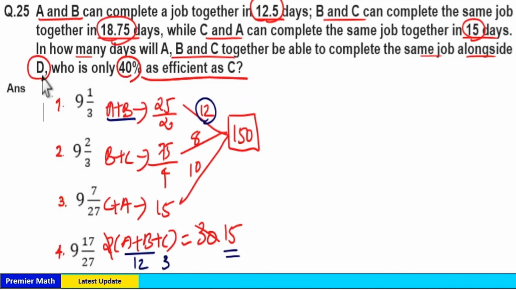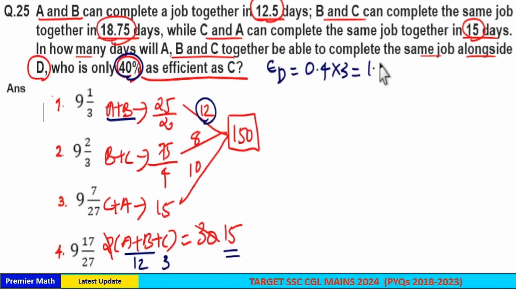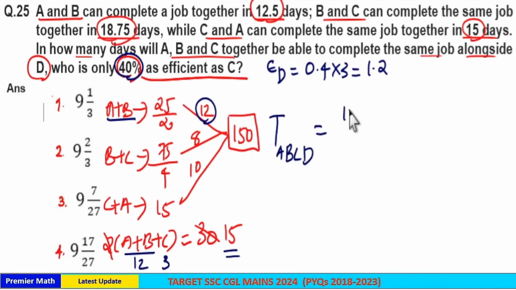Now, the efficiency of D is 40% of C. 40% is 0.4. So, 0.4 times C, which is 3 units, so 0.4 into 3 is 1.2 units is the efficiency of D. Now, the time taken by A, B, C and D to complete 150 units of work is equal to 150 divided by the total efficiency of ABCD, which is equal to 15 plus 1.2, 16.2.